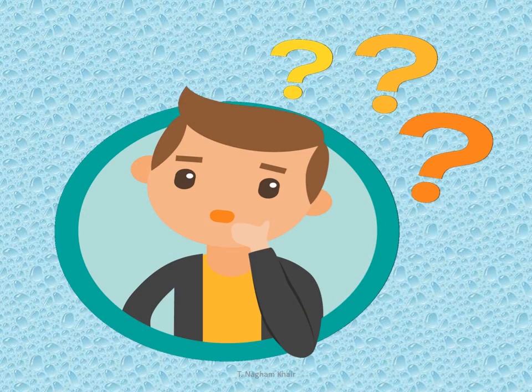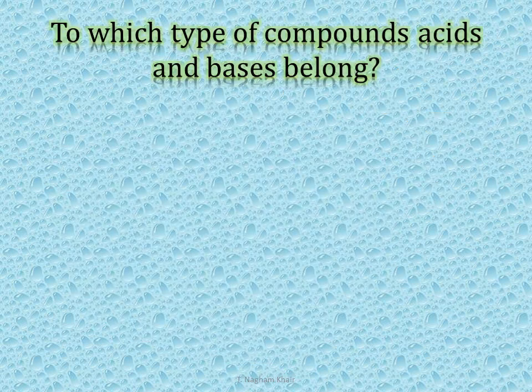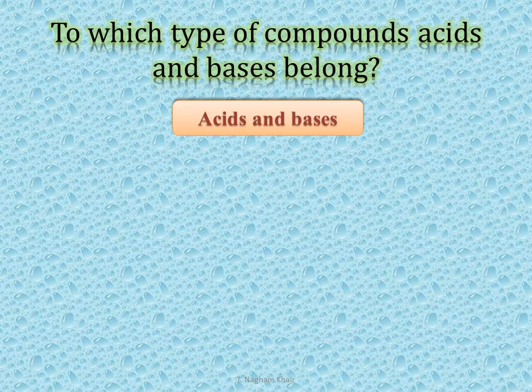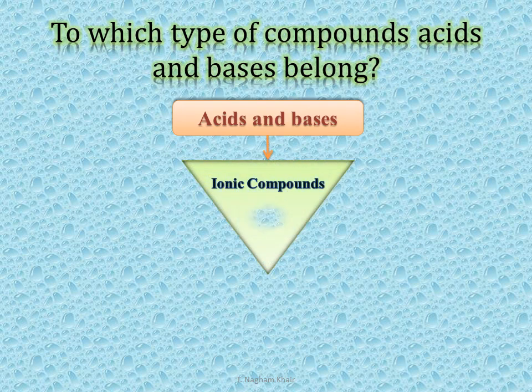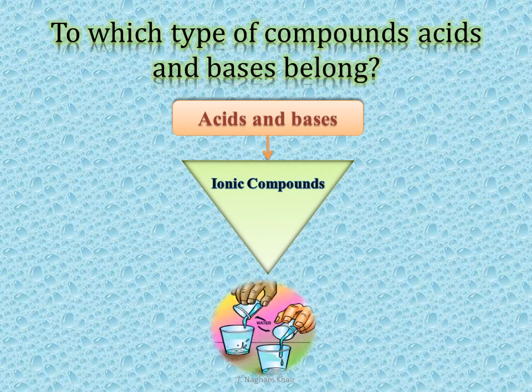Before answering this question, we have to know something about acids and bases. We have to know to which type of compounds acids and bases belong. Acids and bases are ionic compounds. This means that when they dissolve in water, they dissociate into cations and anions.